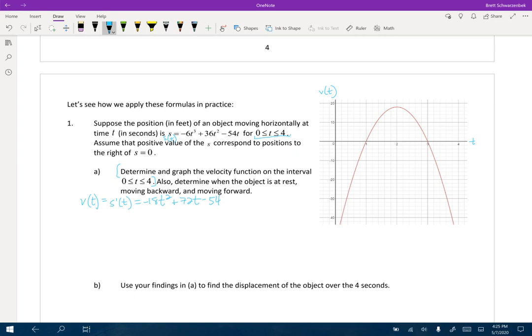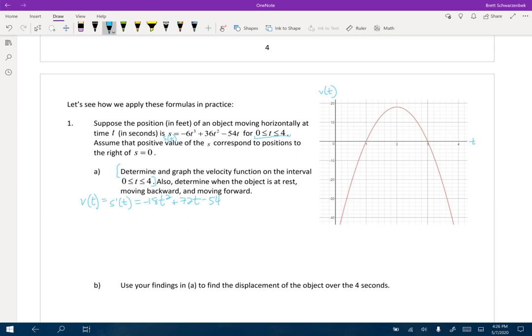It says also determine when the object is at rest, moving backward, and moving forward. Okay, so here's the key. We need to determine when this object is at rest. So what do we know about the object when it is at rest? What is its velocity? I'm sure most students right now are screaming in their brain, of course, the velocity would be 0 when it's at rest.